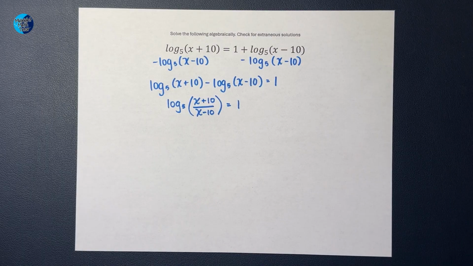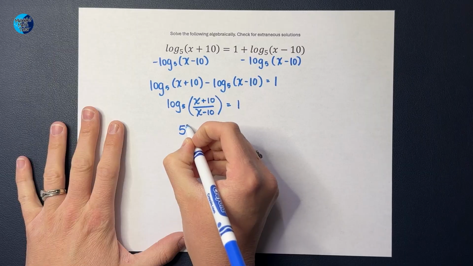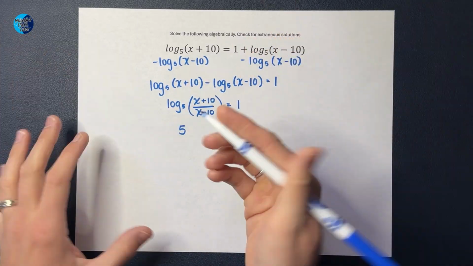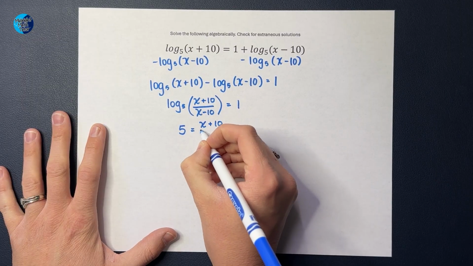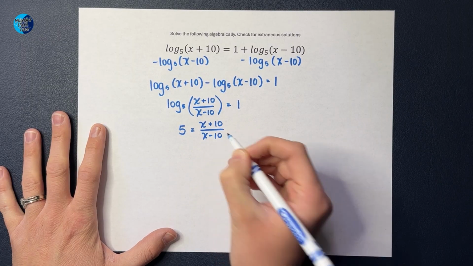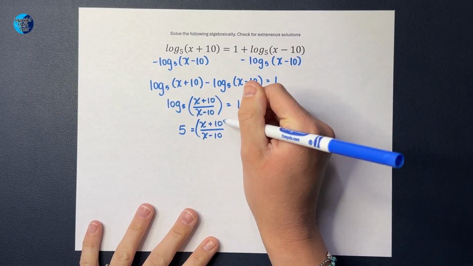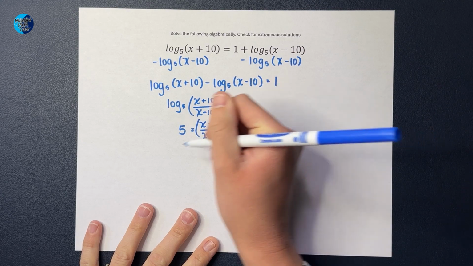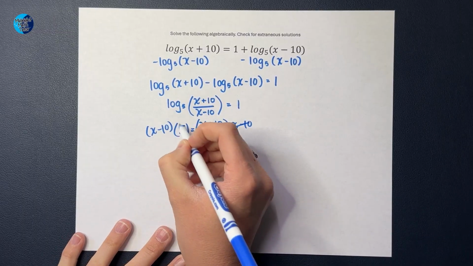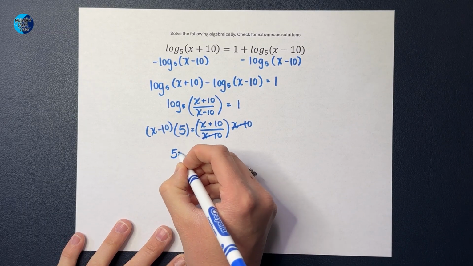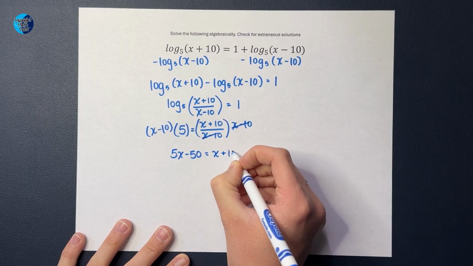All right, the next thing I'm going to do is convert this to exponential form. So I'm going to have 5 to the first, which is just 5, right? So I'm just going to write 5 equals x plus 10 over x minus 10. All right, I don't really want a variable in my denominator, so I'm going to go ahead and multiply both sides by x minus 10. These are going to cancel, and if I distribute that 5 in, I'll end up with 5x minus 50 equals x plus 10.